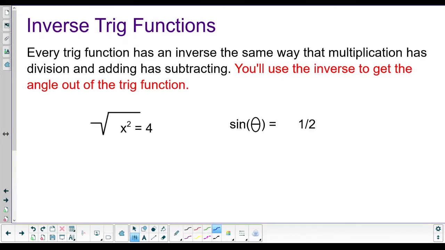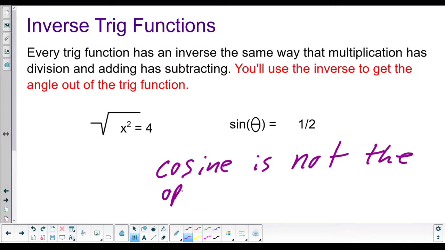Let's talk about this. If you see a sine, there's no such thing as divide by the sine function. That's like saying divide by the subtraction symbol, or divide by the division symbol. You can't divide by a math operation, okay? So you need to do the opposite of a sine function. Here is what you need to know. Cosine is not the opposite of sine.